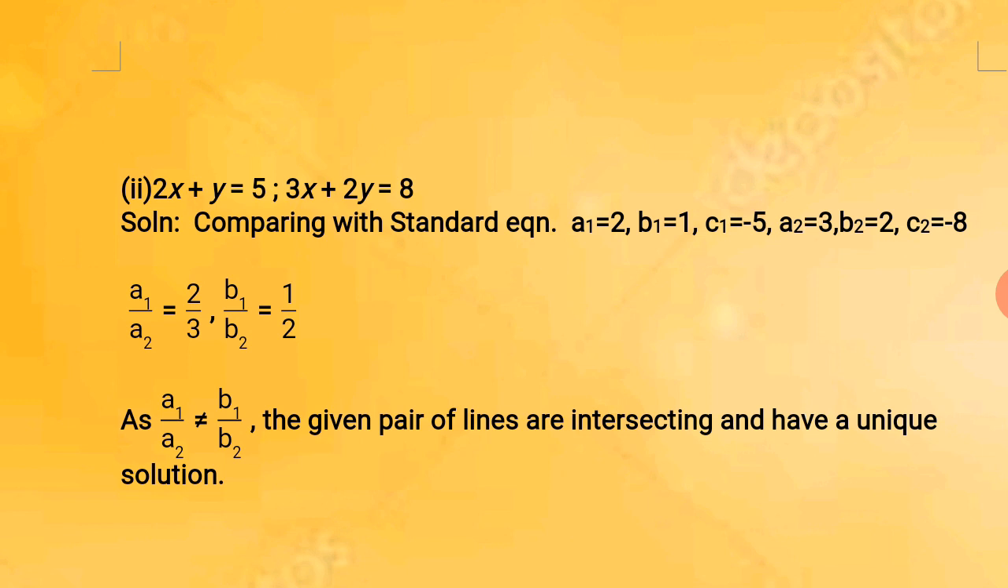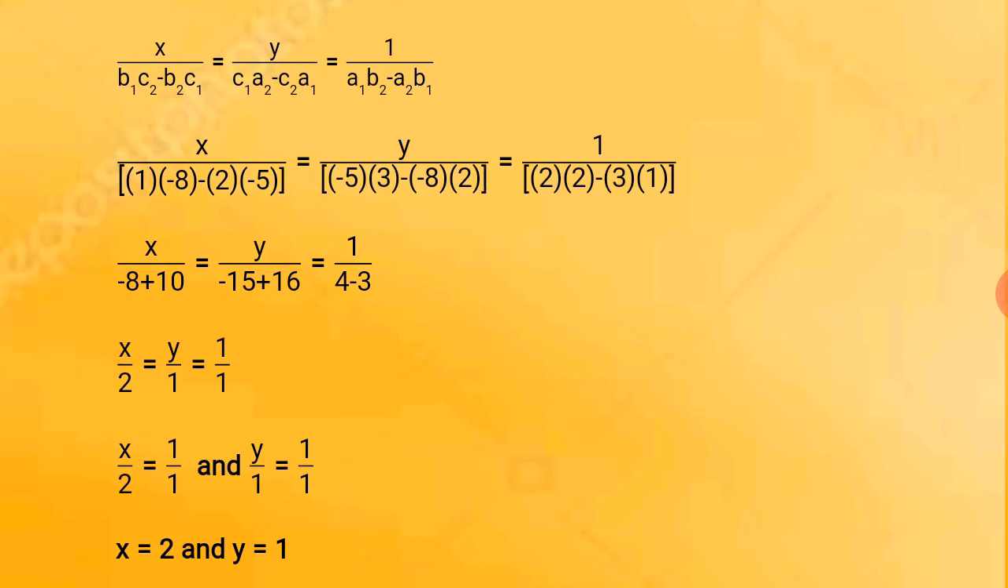With this you will find out a1, b1, c1, a2, b2, c2. Once done, you will proceed to the ratios. Here a1 upon a2 is 2 by 3 and b1 upon b2 is 1 by 2. These two are not equal and we decide that the lines are intersecting, and if at all the lines are intersecting, they have a unique solution.